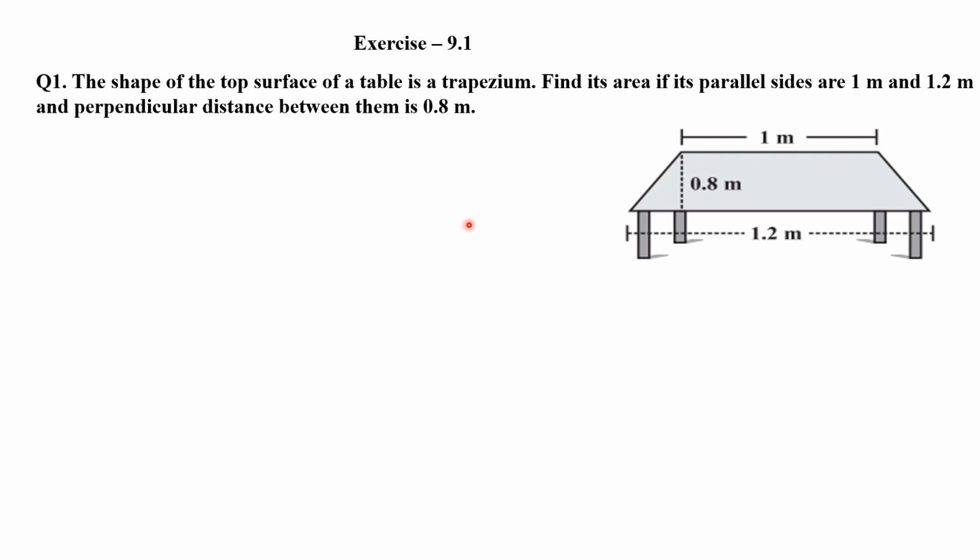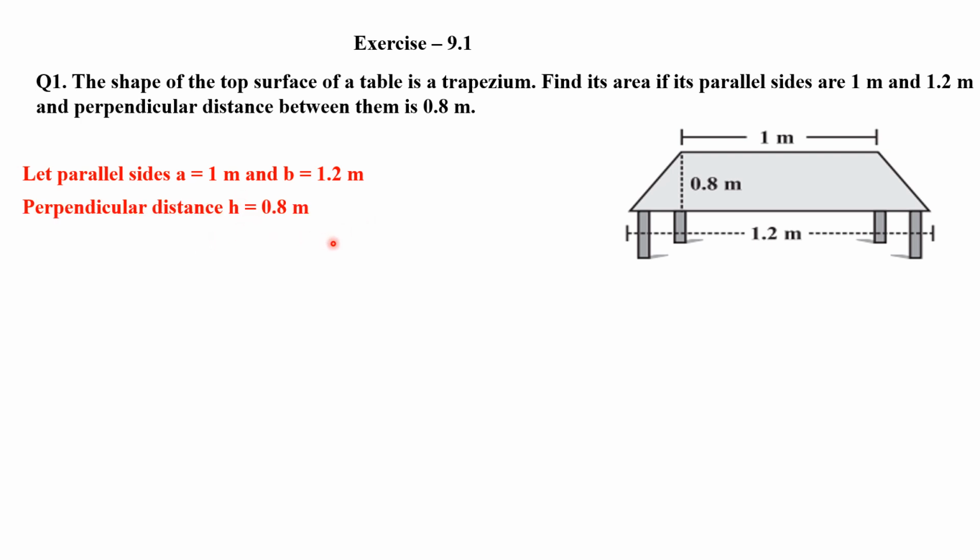Now to find the area of a trapezium, you should know the measure of the parallel sides and you should know the height. And here all the information is given. So you have to just put all the values in the formula and you will get the area of the top surface of the table, isn't it? So let's write what is given first. Parallel sides: I have taken A as 1 meter and B as 1.2 meter. Perpendicular distance, which is the height, is given as 0.8 meter. And this is the area of the trapezium.